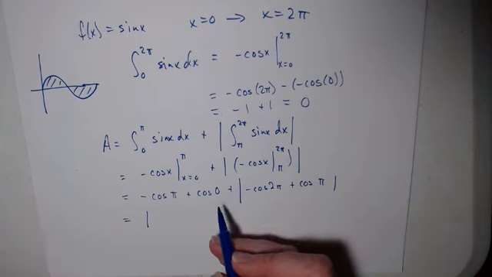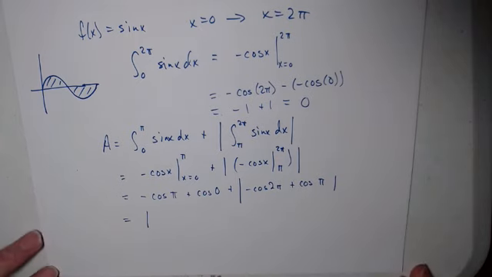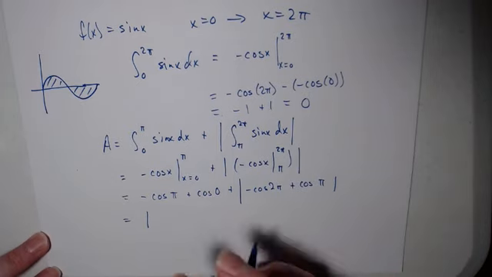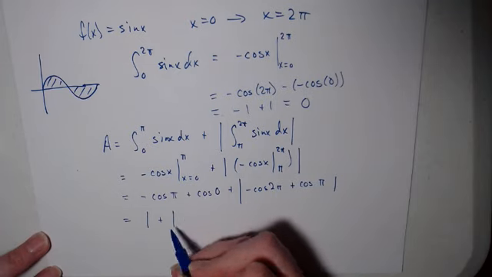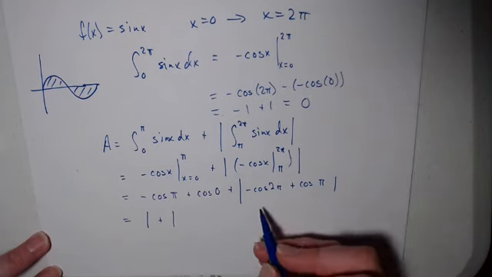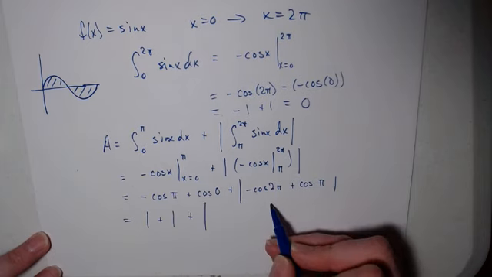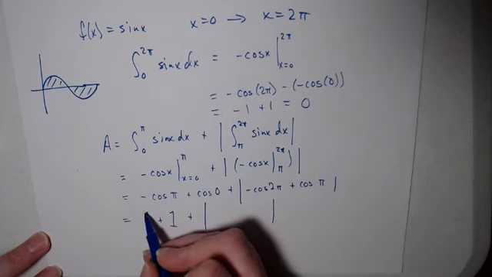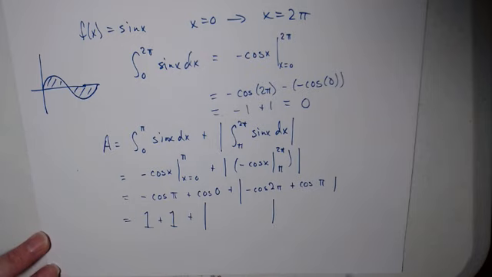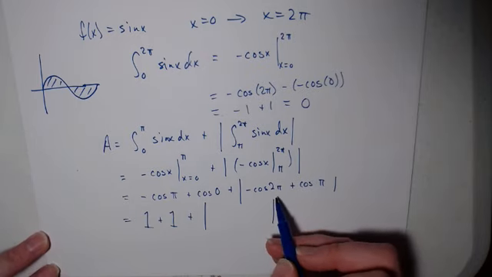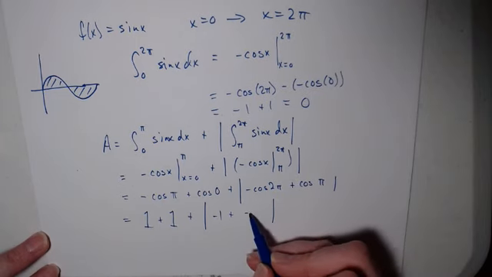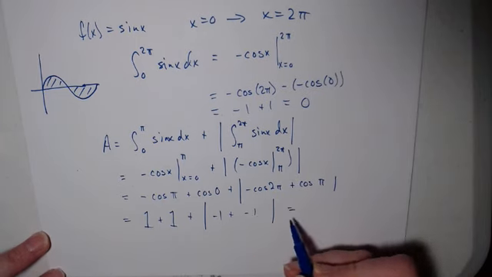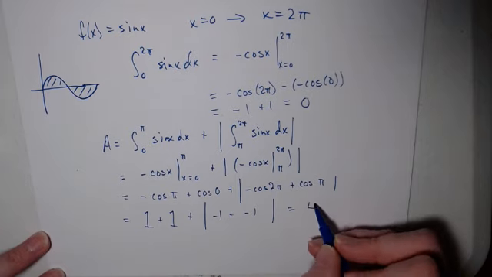Cosine of 0 is 1, so that's going to be another 1, 2 in total, and then plus the absolute value. I gotta make my ones look a little different with those absolute value bars there. So minus cosine of 2 pi is negative 1, plus cosine of pi, that's another negative 1. So that's going to be negative 2 in the absolute value, so 4 altogether.